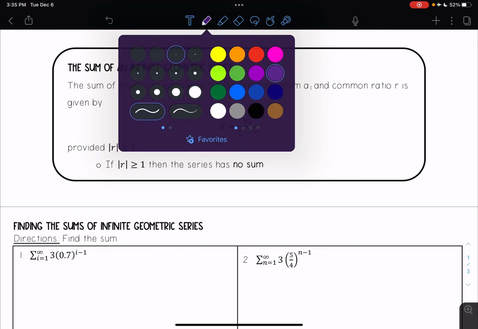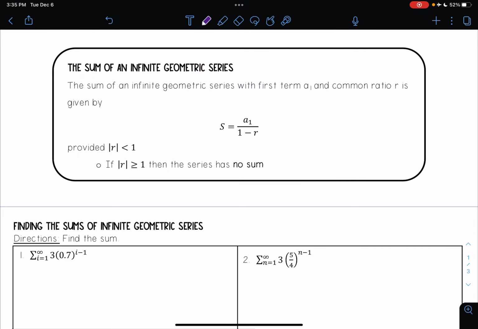In this video, we're going to be looking at finding the sum of an infinite geometric series. So the sum of an infinite geometric series with first term a1 and common ratio r is given by S equals a1 divided by 1 minus r, provided that the absolute value of r is less than 1.